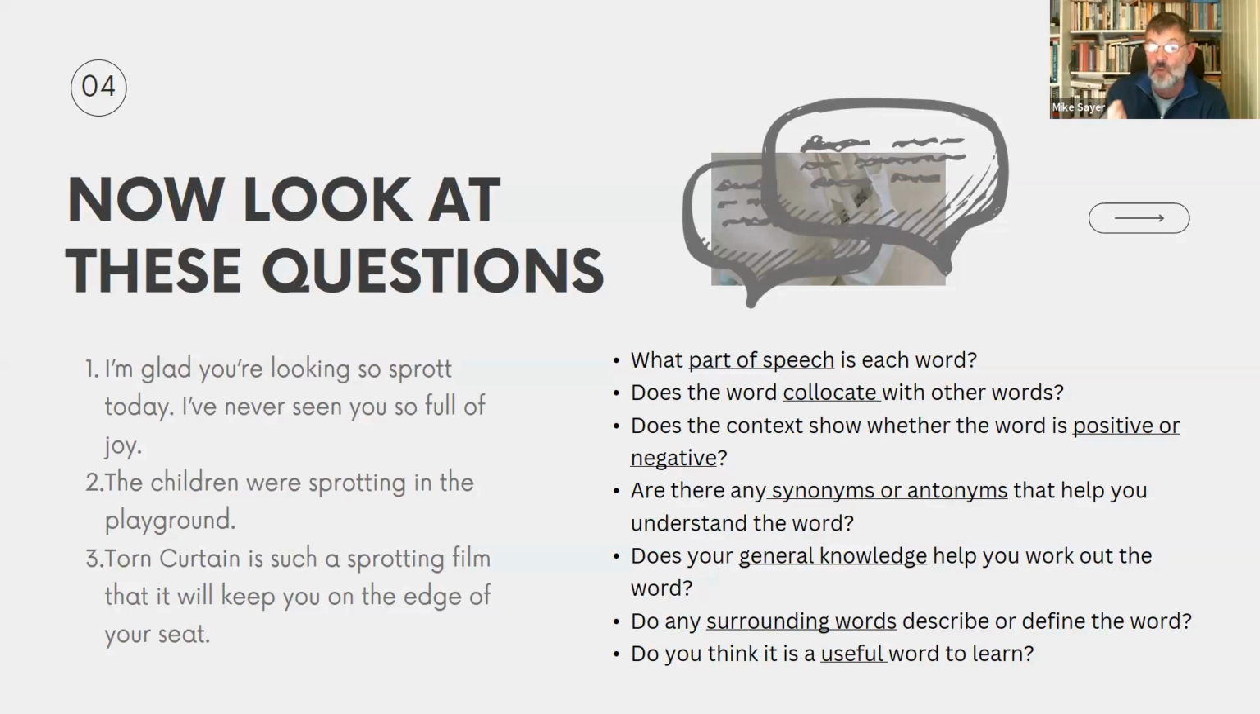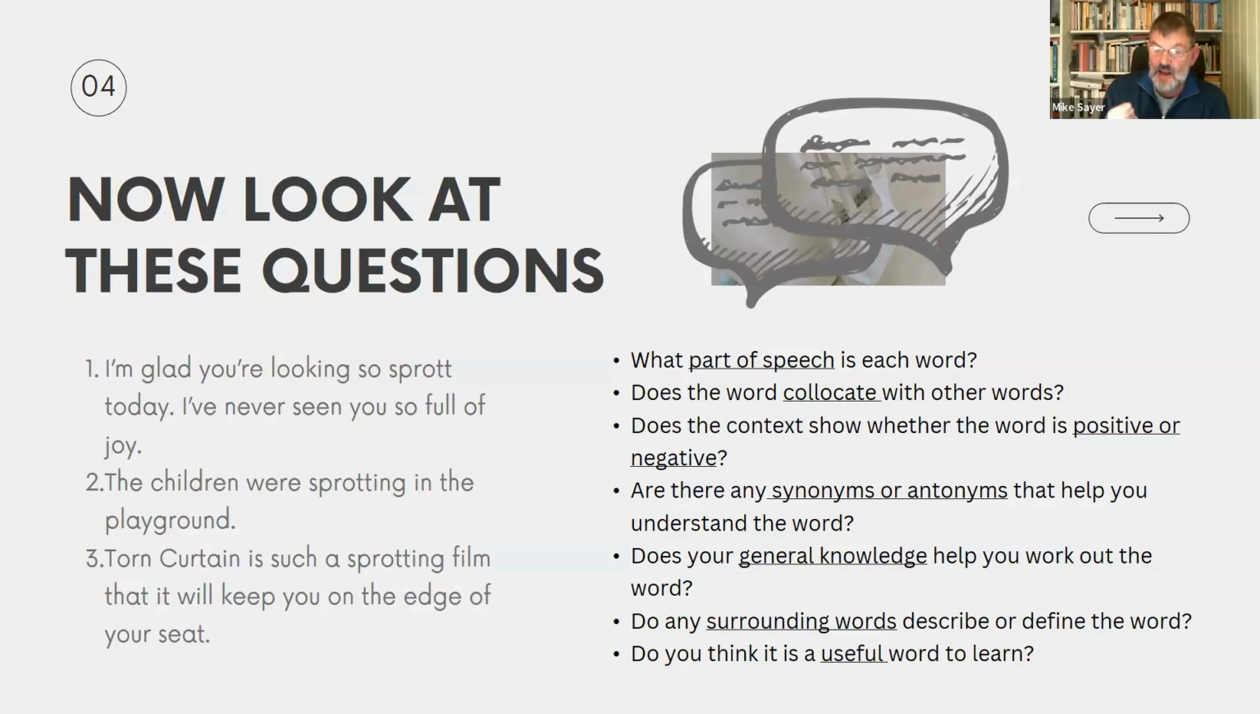Does the context show whether the word is positive or negative? In that first sentence, again, you've got the words, "I'm glad you're looking sprot. I've never seen you so full of joy." These words are telling you that this word is probably a positive word. It actually gives you that information. Are there synonyms or antonyms that might help? Well, again, if you look at the first sentence, the adjective sprot is defined by full of joy.